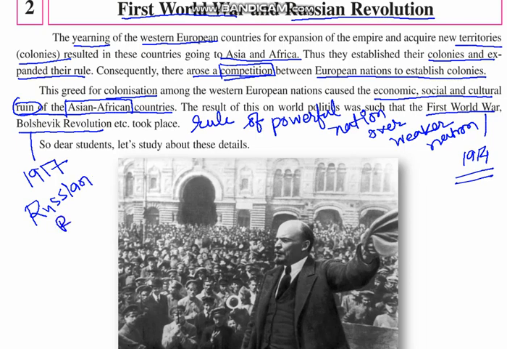Now before 1917 there was monarchy in Russia. Monarchy means king's rule. There was the rule of the Tsar. Tsars are the Russian kings. So who was ruling before 1917? Tsar Nicholas II was ruling over Russia.